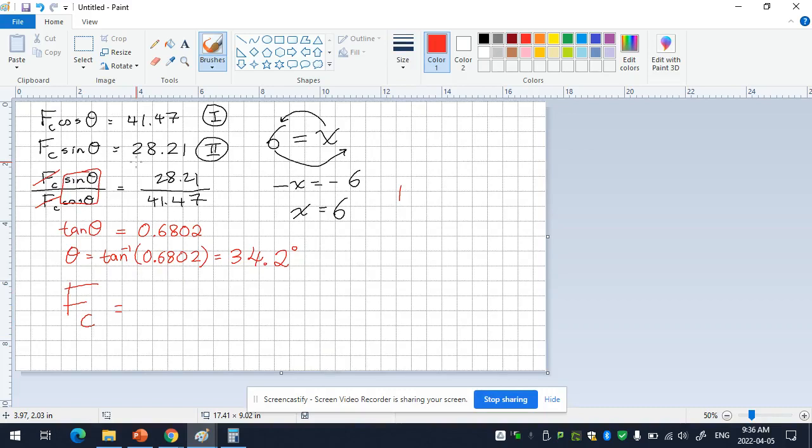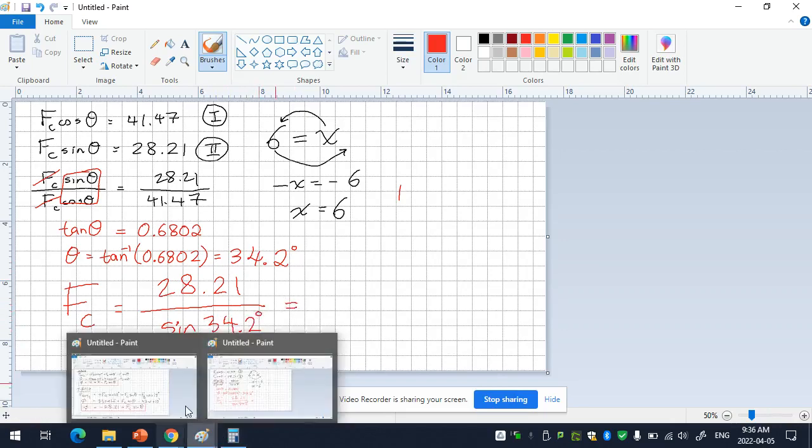All right. So that means what? It's got to be 28.21 divided by what? Divided by sine, because I'm trying to isolate for the FC. So 28.21 divided by sine of what? Well, I don't need to call it theta anymore because it's already what? 34.2 degrees.